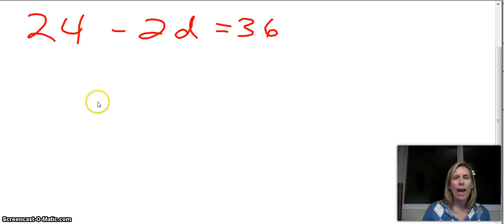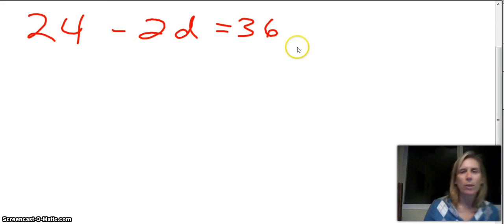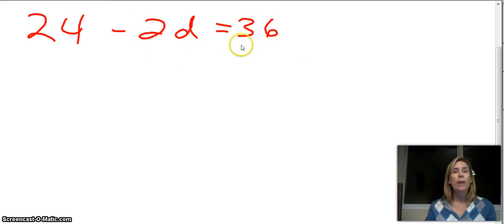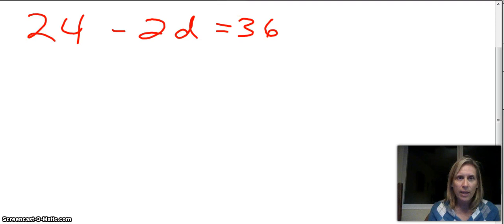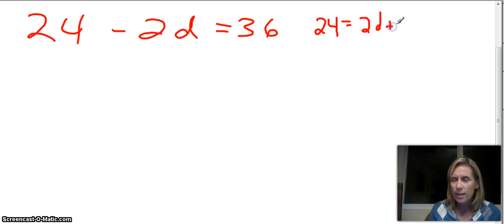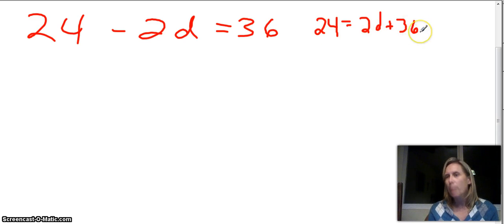Okay, if you added two d's to both sides of this equation, you then ended up with something like this. 24 equals 2d plus 36. Remember, 36 and 2d are unlike terms, right? Okay, so we cannot combine them. Good. So then you probably subtracted 36 from both sides.